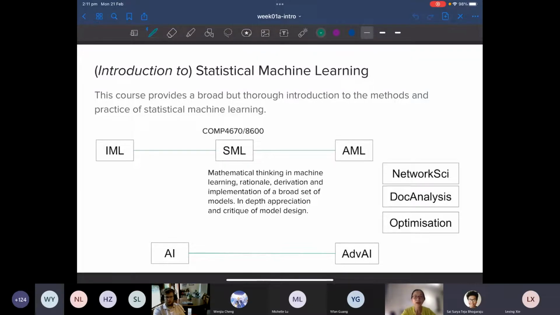So where we are, as many of you know, is in the middle of the sequence of machine learning courses in CS. Here is a picture of AI and machine learning related courses. About three quarters of this class have taken Intro to Machine Learning using the Mathematics for Machine Learning textbook. A quarter of you haven't.